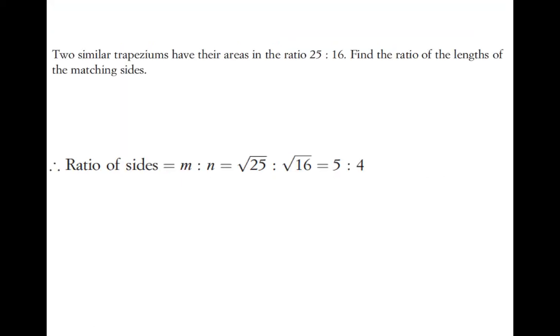Next one, two similar trapeziums have the area ratio of 25 to 16. Find the ratio of the lengths of the matching sides. So I'm going to be working backwards. The ratios of the area we know are m squared, n squared, and they've told you that they are in the relationship of 25 to 16. To go backwards from squaring we need to square root, so we're doing the inverse of it. The square root of 25 is 5. The square root of 16 is 4. So now I know what the length ratios are, or the scale factor in length is 5 to 4.